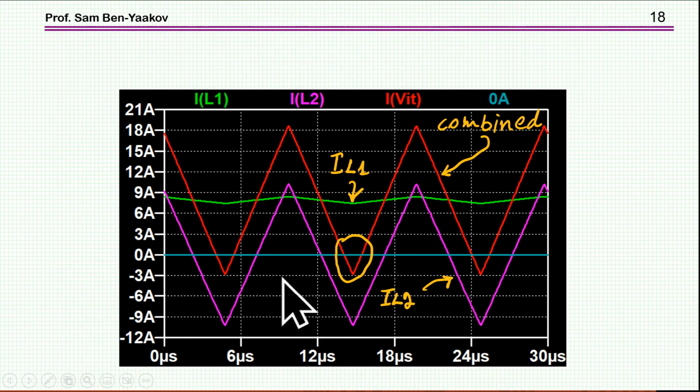And here is a simulation run of this situation. This is the main inductor, the larger inductance inductor. We see this is the DC current, and here we have small ripple.